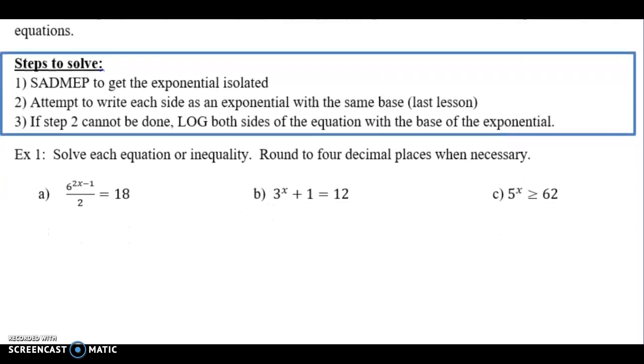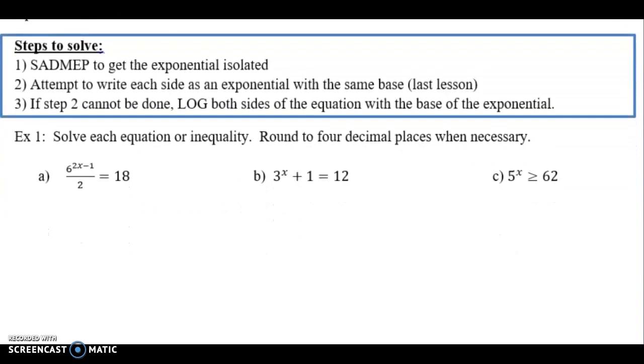It shouldn't take that long. So I'm going to kind of follow through with this blue box right here. First step, use SADMEP. What does that mean? Undo a whole bunch of stuff to get the exponential by itself. So how can I undo divided by 2? Multiply, right? So we get 6 to the 2x minus 1 equals, if I multiply the right side by 2, I'll have 36.